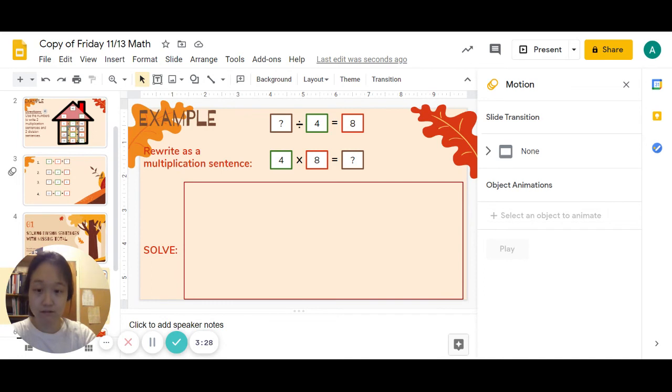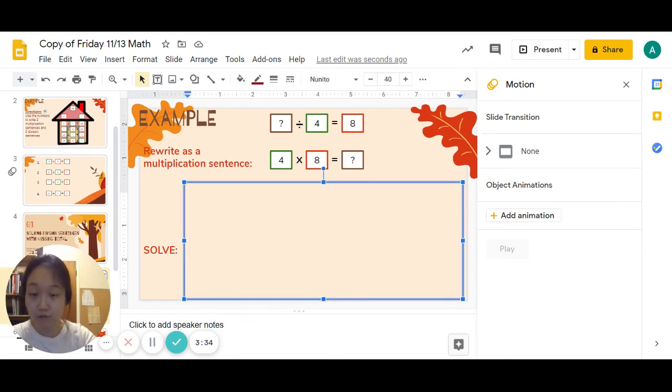4 times 8 means 4 groups of 8. So I'm going to skip count by 8 4 times because that's a strategy that's really easy for me and efficient. So 8, if I add another 8, 16, 24, 32. My answer to the multiplication sentence is 32, but that's also the missing total in my division number sentence.